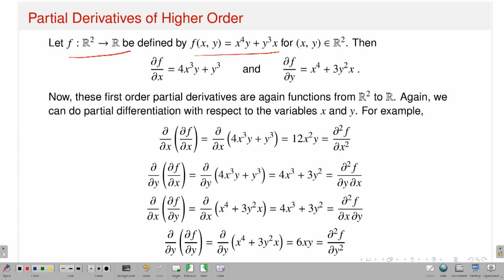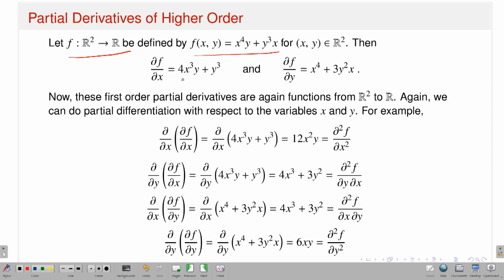That means, think about it as a function from R to R and do the derivative that you know in the single variable case. So, here you just keep y fixed, think about it as a function from R to R, and just do the derivative with respect to x. If you do that, then it becomes 4x cube y plus y cube, and similarly for del f del y you can do that.